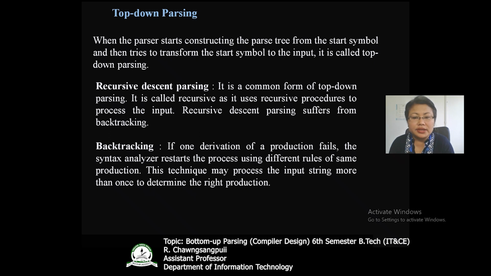Now recursive descent parsing suffers from backtracking. What happens in backtracking is if one derivation of a production fails, the syntax analyzer has to restart the process of derivation using different rules of the same production. So this technique may process the input string more than once in order to determine the right production.